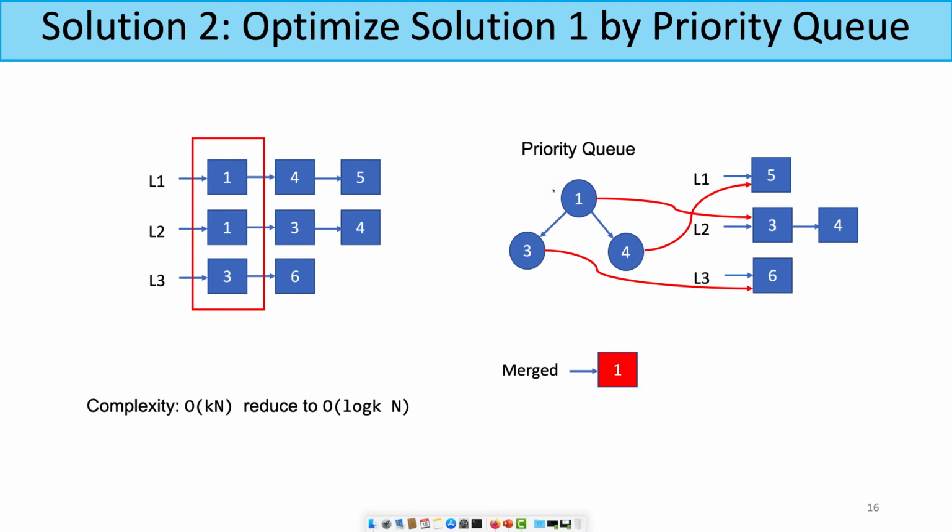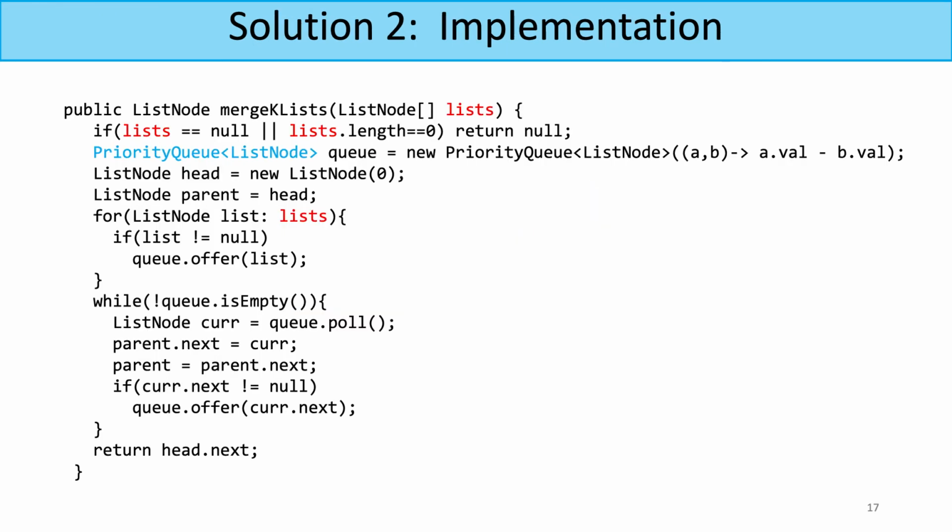Okay. With this improvement, comparing the heads of all lists went from O(K) to O(log K), because adding an item to a priority queue is O(log K) in this case. Now let's look at the solution.